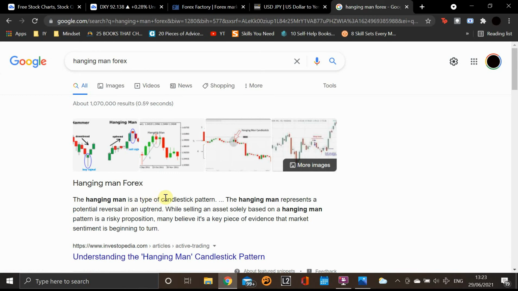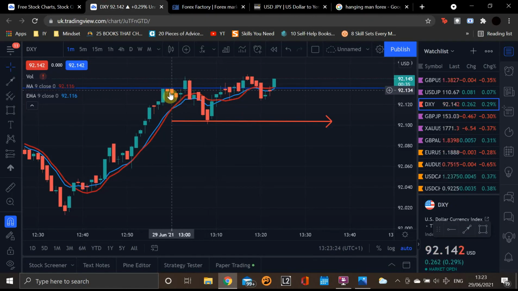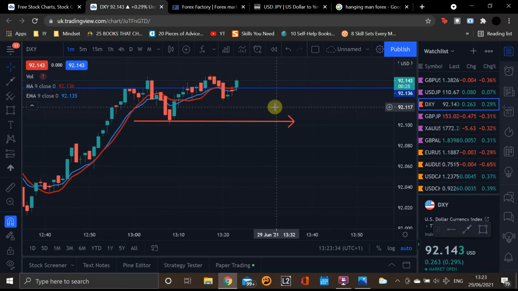Hanging man is a type of candlestick pattern. The hanging man represents a potential reversal in an uptrend, while selling an asset solely based on a hanging man pattern is a risky proposition. Many believe it's a key piece of evidence that the market sentiment is beginning to turn. Okay. So it said that, and it kind of turned here. Came up, doji. Broke down. Yeah, it's definitely breaking out.